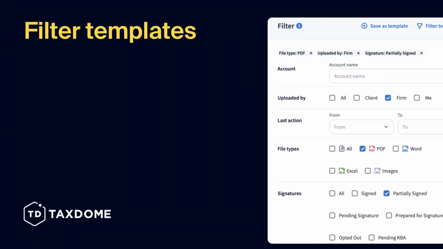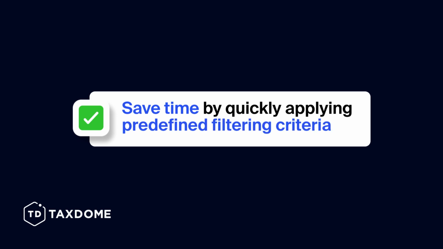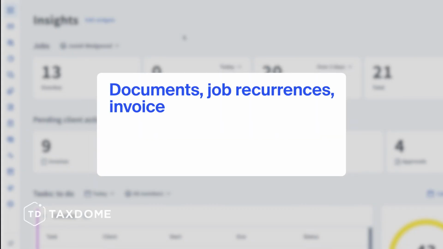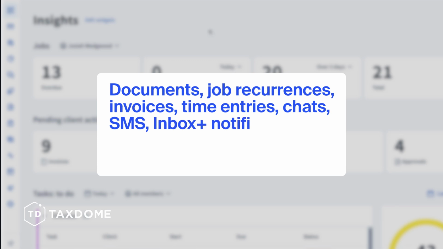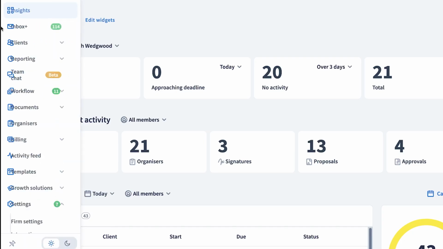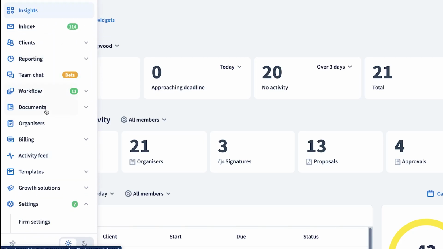How to use filter templates. Filter templates save time by allowing users to quickly apply predefined filtering criteria. Filter templates can be used when filtering documents, job recurrences, invoices, time entries, chats, SMS, inbox plus notifications, wiki pages, calendar events, and IRS transcripts. Let's see an example of how it works.